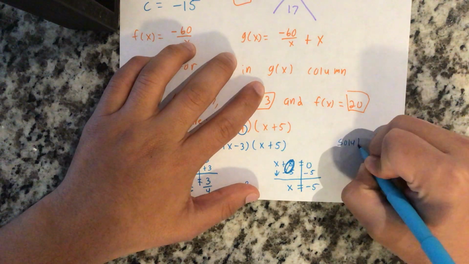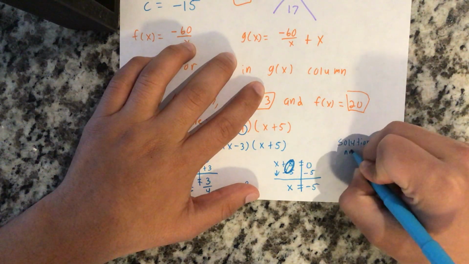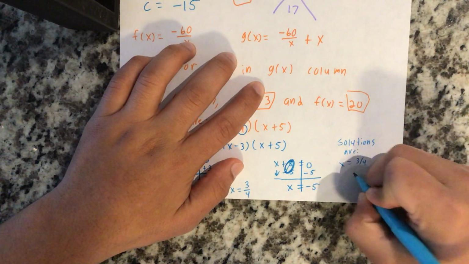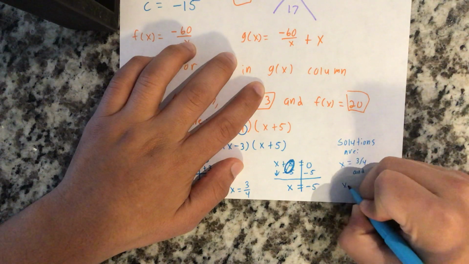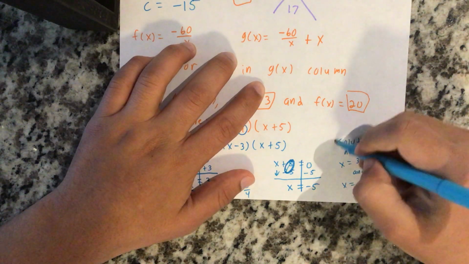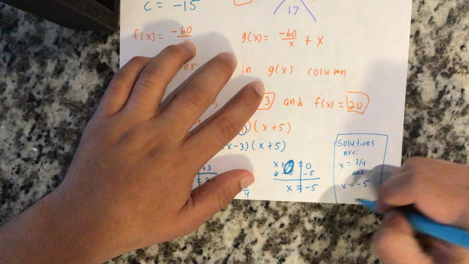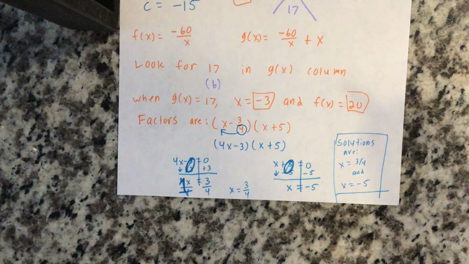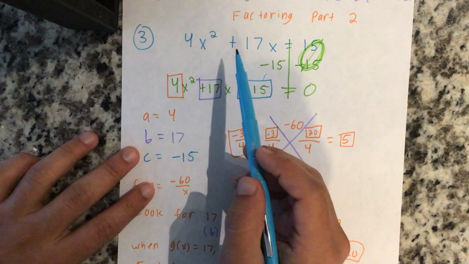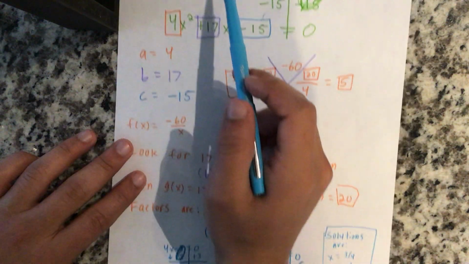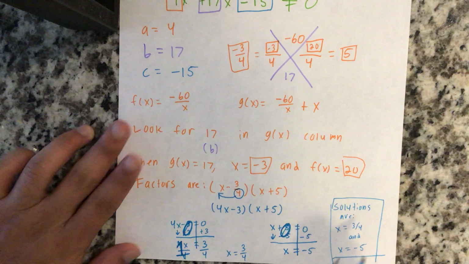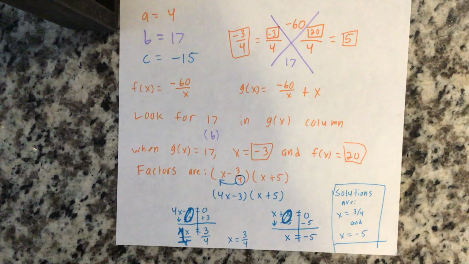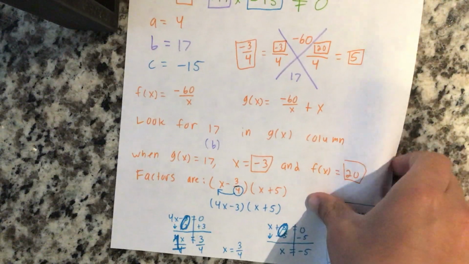So my solutions are x equals 3 over 4, and x equals negative 5. Okay, those are my two answers. Okay, and you have to have both because it has two solutions. So this means for this quadratic, this crosses the x-axis twice, at 3/4 and at negative 5. Okay, hopefully that makes sense. So let's go to another example.